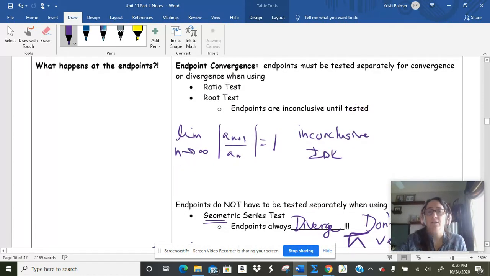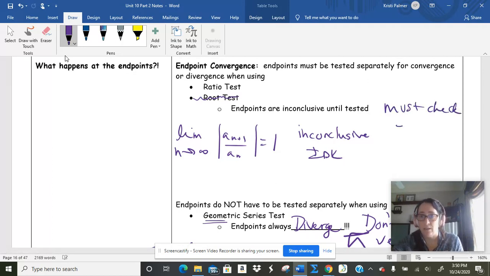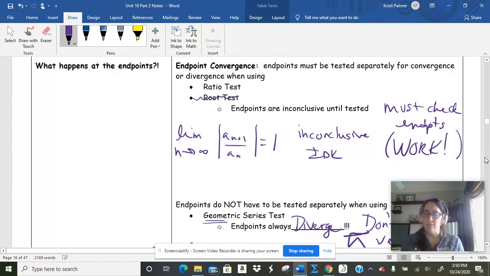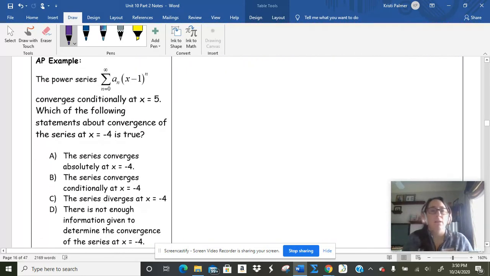If we have used the ratio test, and we're not doing the root test this year, but if we had used the ratio test, you must check endpoints. And FYI, this is a lot of work. Okay. So let's look at this one and let's get just kind of more conceptually down again what we're looking at. And then we'll go do some more of the harder problems.